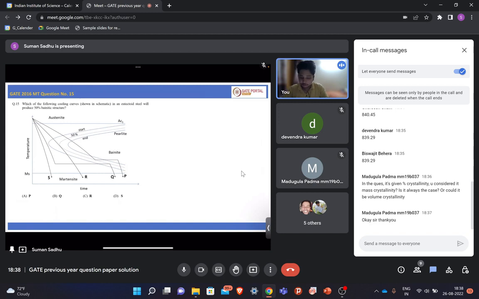okay. This is question number 15 of GATE 2016 Metallurgical Engineering. Which of the following cooling curves shown in the schematic in an eutectoid steel will produce 50% martensitic structure? So these cooling curves and the transformation curve are shown here, and the options are given. Option A is P, option B is Q, option C is R, and option D is S. So does anyone want to approach how to solve this?